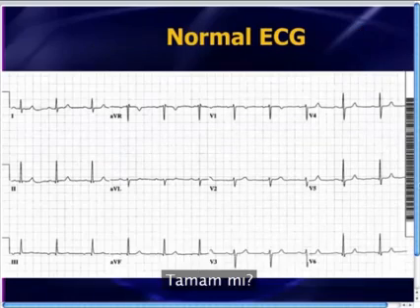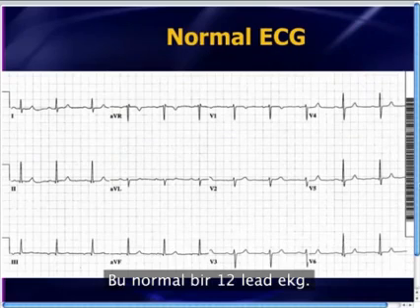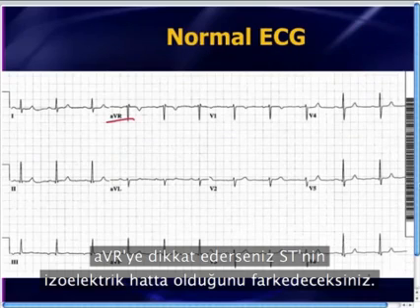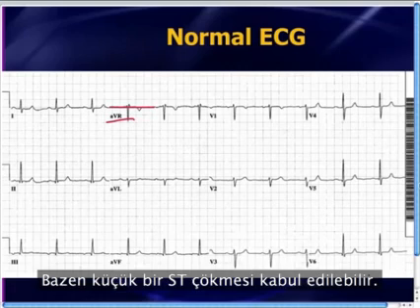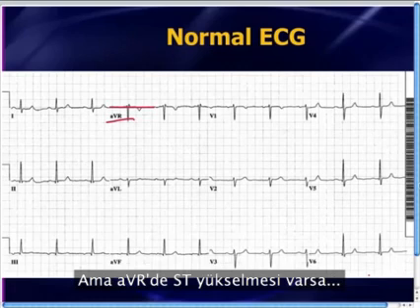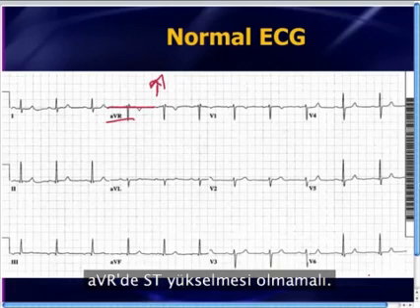All right. So let's first of all start this by talking about what a normal 12-lead EKG should look like. This is a normal 12-lead, and if you pay attention to lead aVR, you'll notice that the ST segment is pretty much isoelectric. That's a normal lead aVR. In fact, sometimes you're allowed to have a little bit of ST segment depression, but if you ever have ST segment elevation in lead aVR, that should really concern you. You shouldn't have ST segment elevation in lead aVR.